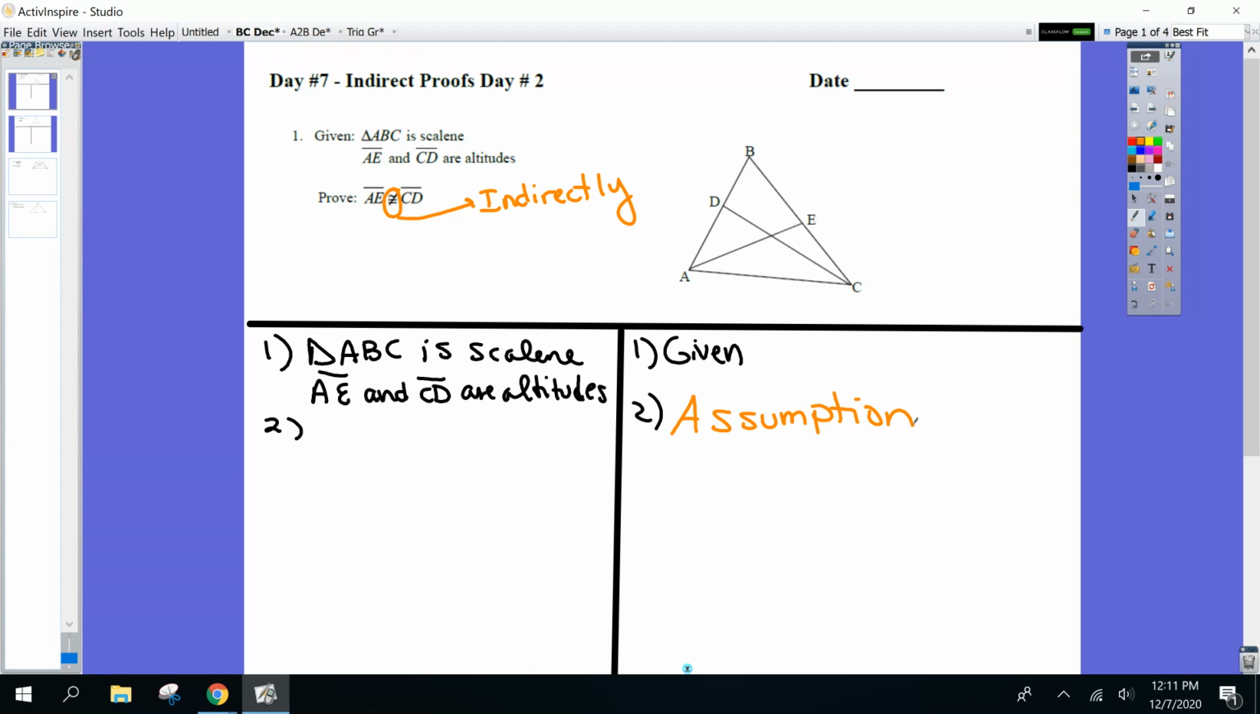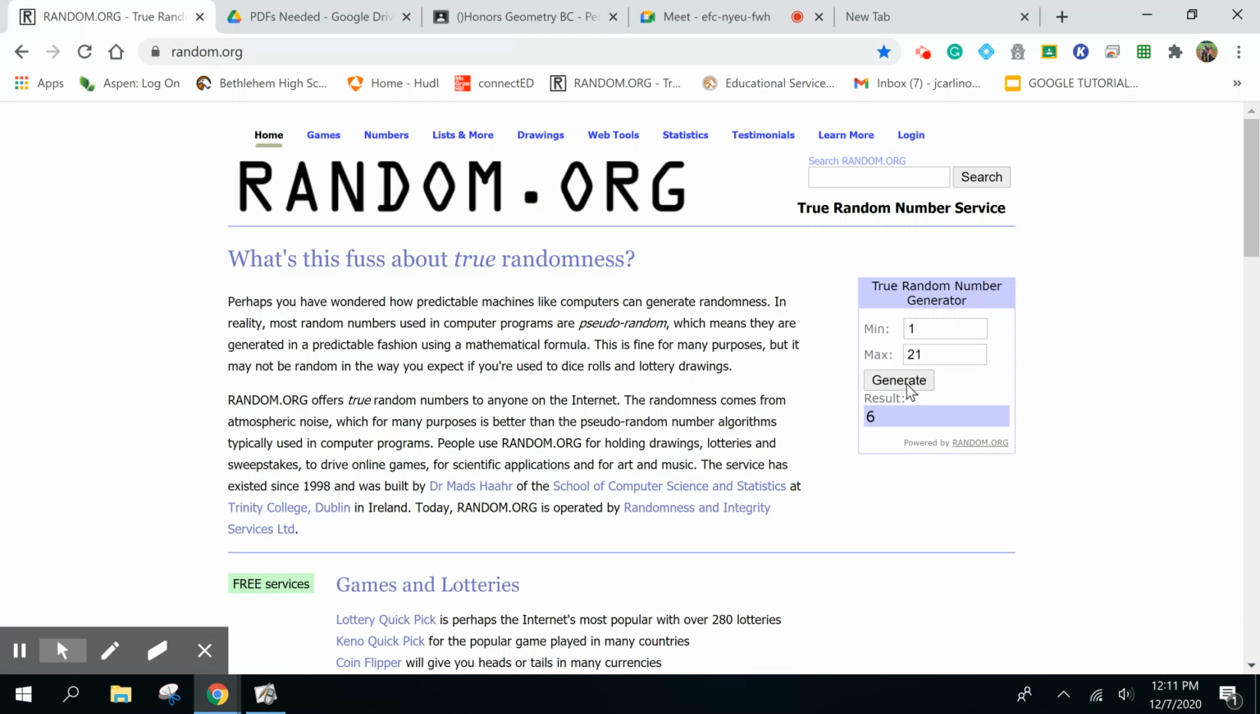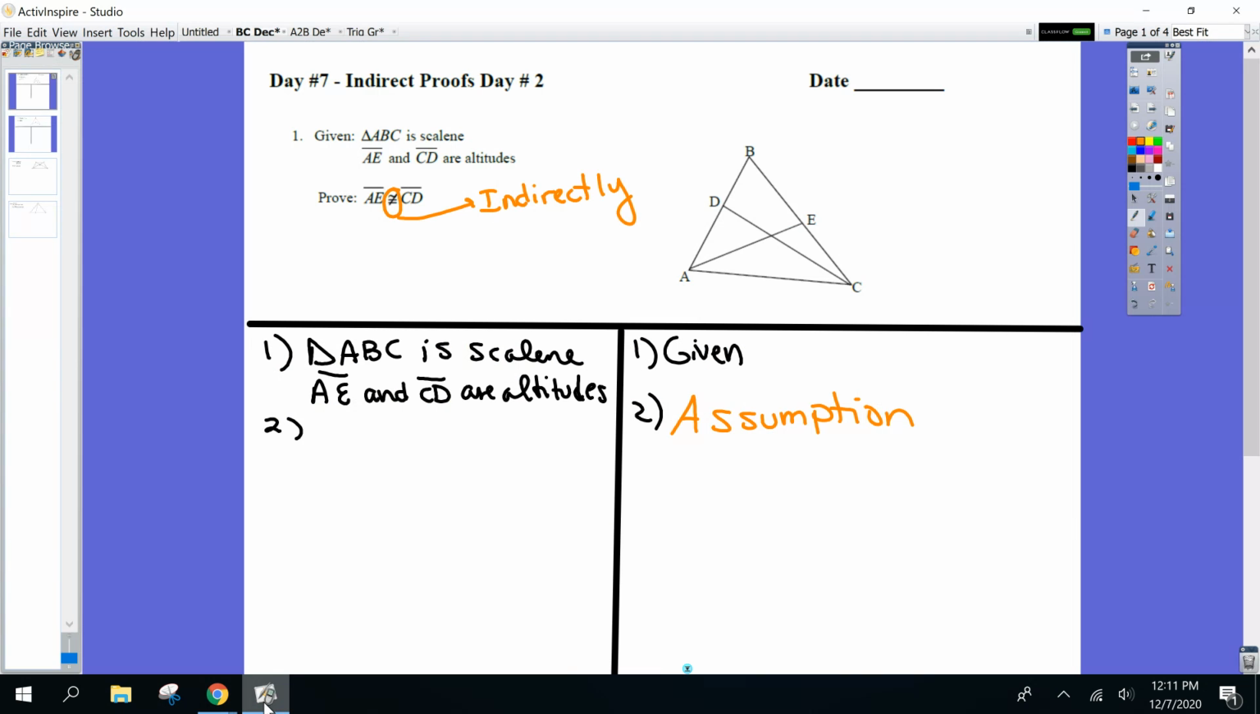So, back to the proof. What am I going to assume is a true statement here? Sarah, what am I going to assume? That AE is congruent to CD. There you go. We're going to assume that segment AE and segment CD are congruent. Always the opposite of your proof statement. Always the opposite of your proof statement.